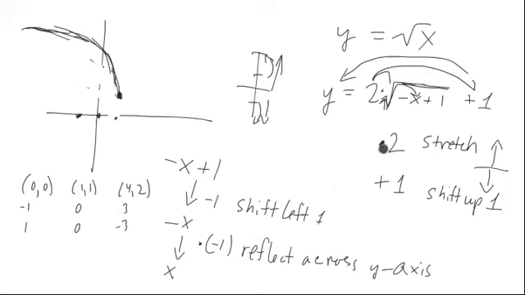Now let's look at the y's. First, we go through and we multiply all the y values by 2. So we get 0, 2, and 4. Next, we add 1 to all those y values. So we get 1, 3, and 5.